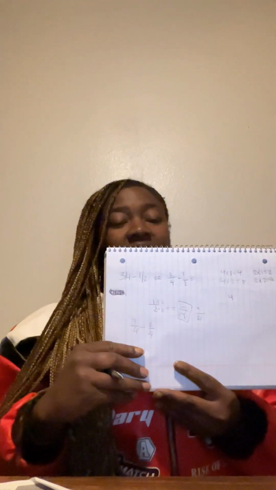Now that we have the same denominators, we can now subtract the numerators. So what is 3 minus 2? Can anybody tell me what 3 minus 2 is? Yes, it's 1. Good job. So we have 1 for our numerator. This is called the numerator.